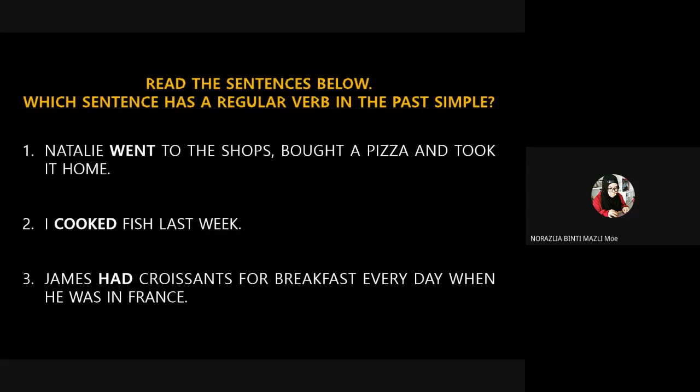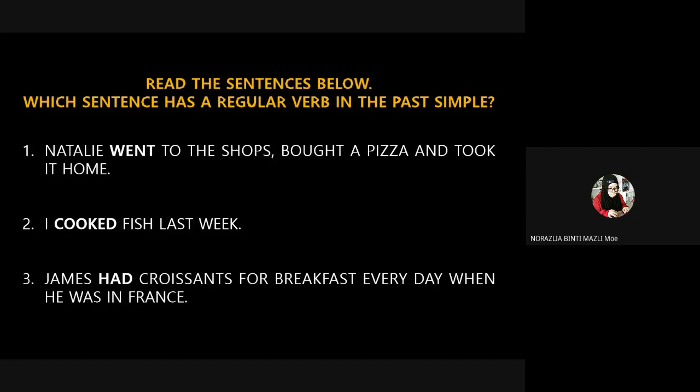Okay, this is your task. If you refer to your book, you can see this one on page 21. Question A, past simple. We are going to do this one together. Read the sentences below. Which sentence has a regular verb in the past simple?